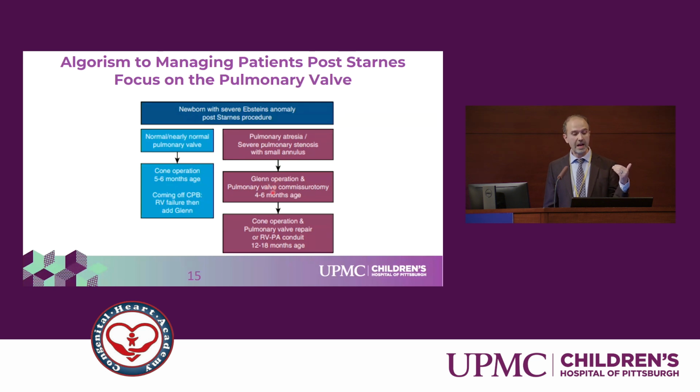to 6 months. And then later on, they will come back and do the cone operation and pulmonary valve repair or an RV to PA conduit, typically at the age of 12 to 18 months, as was the case in our patient. However, if the pulmonary valve is normal, then we wait till the age of 5 to 6 months, and then Dr. Da Silva will come and do a biventricular repair with the cone operation, and we'll try to come off bypass. And if the RV does not fail and the patient does well, as you can see, that's a common case, then we don't perform a Glenn at the same time.